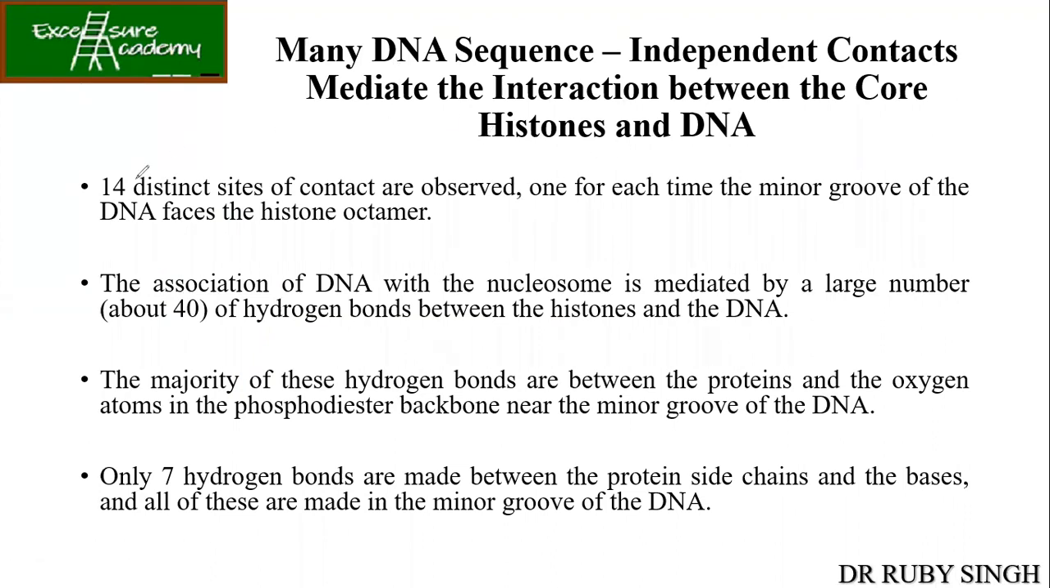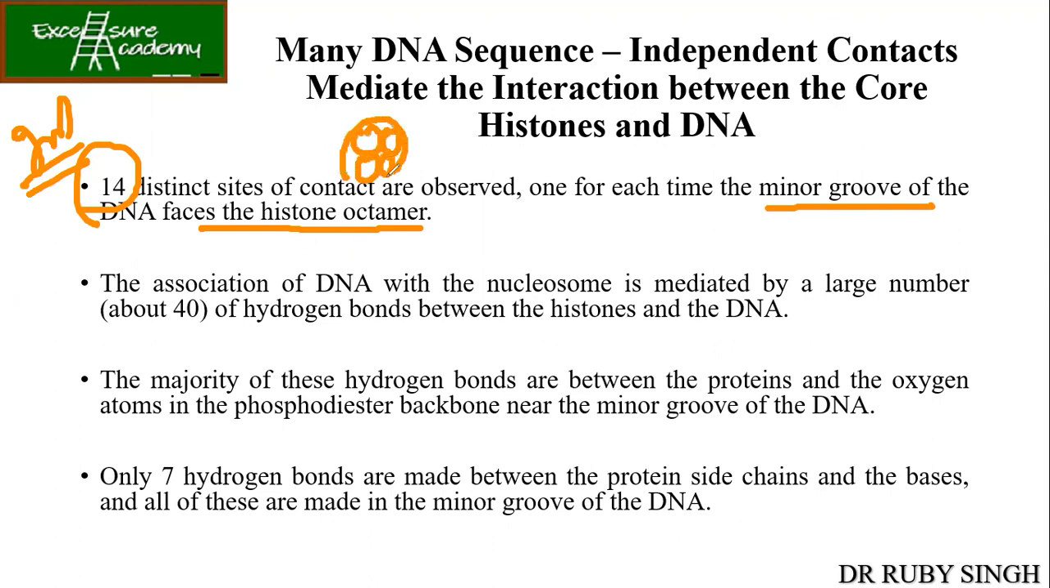So there are 14 distinct sites, okay, or the contacts are observed, one for each time the minor groove of the DNA faces the histone octamer. Guys, this is really very important slide, please remember. So 14 sites हैं जहाँ पे minor groove of DNA is actually facing the histone octamer. तो आप देखेंगे जब भी हम हिस्टोन्स बना रहे हैं, आपका डीएनए रैप हो रहा है, सो whenever this DNA is wrapping, माइनर ग्रूव जो है वो हिस्टोन्स की तरफ है.